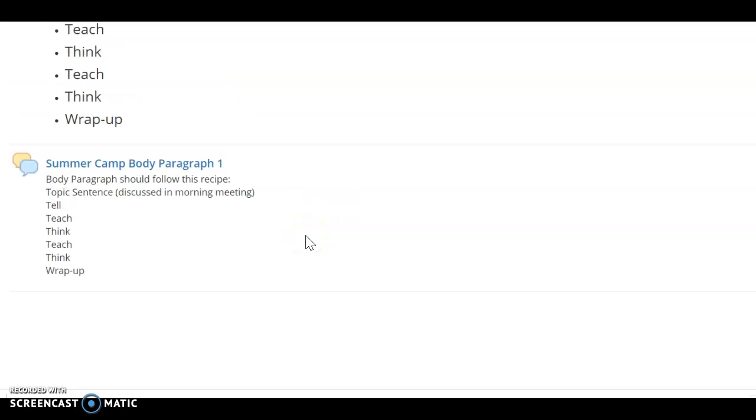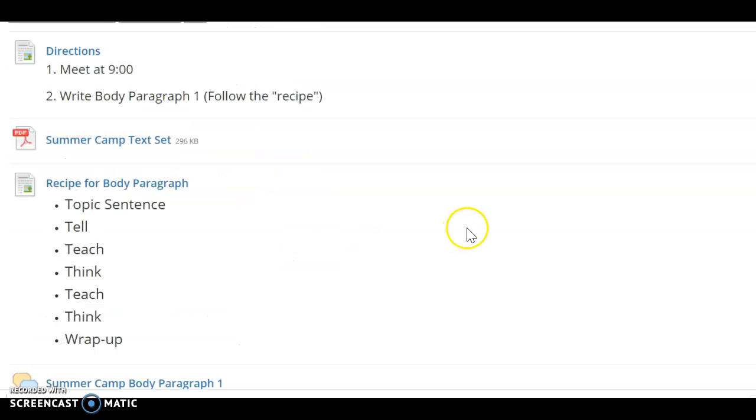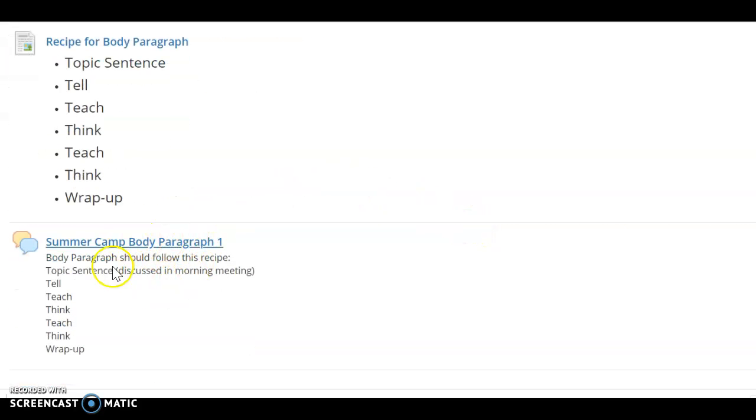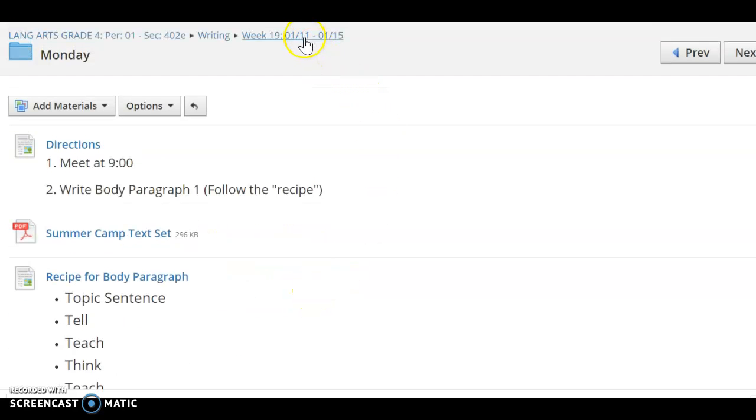I have a suggestion for today. As you complete each body paragraph, I would go ahead and print that paragraph. If you're handwriting it, that's fine. But at the end of the week, you're going to share your essay with a family member, meaning you are going to read your entire essay from start to finish, the introduction, all body paragraphs, and your conclusion. And so if it were me, I would print these as I go and I complete them.